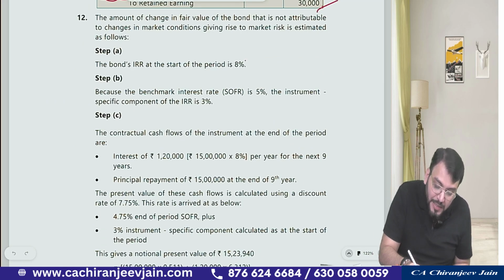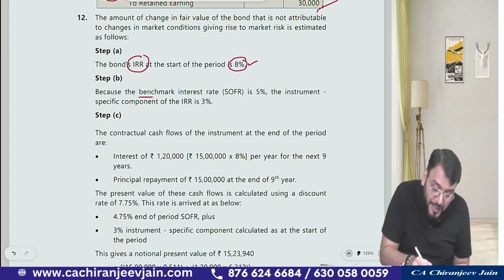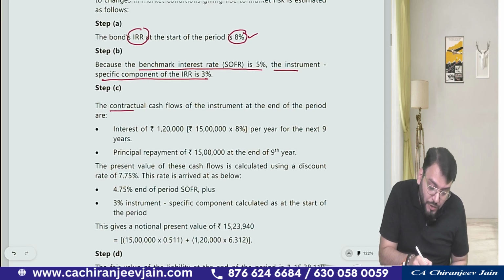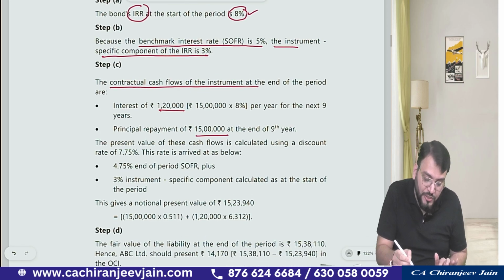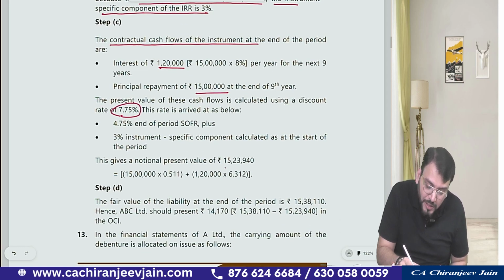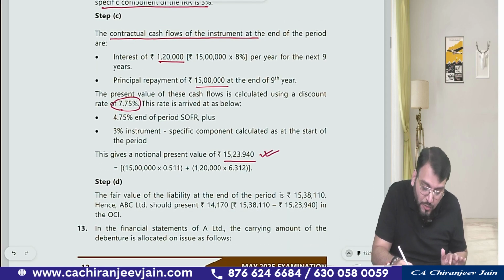You can see what they have written. They have written that the effective rate of interest is initially 8%. IRR means effective rate of interest. Because the benchmark interest rate SOFR is 5%, the instrument specific component is 3%. That I have already said also. Now the contractual cash flow of the instrument at the end of the period, 1,20,000 and 15 lakh, they have discounted by using 7.75%, and their answer is coming 15,23,940.